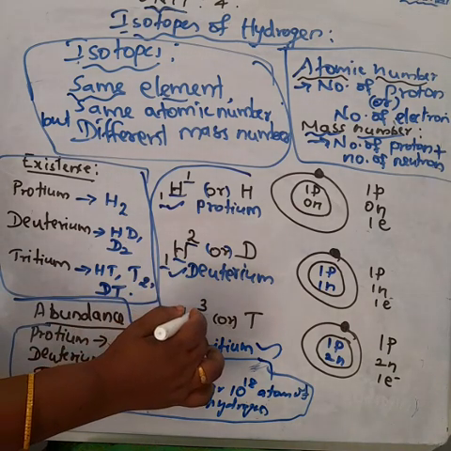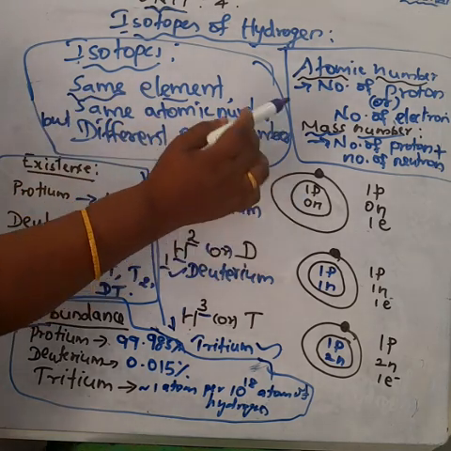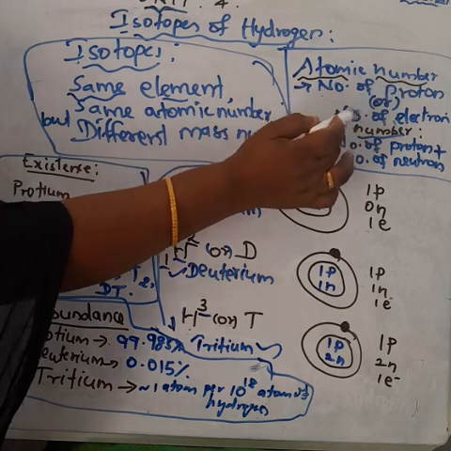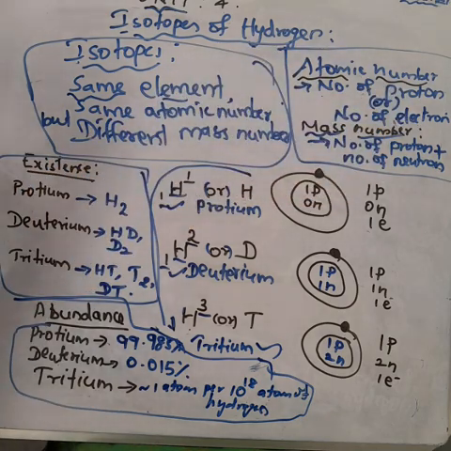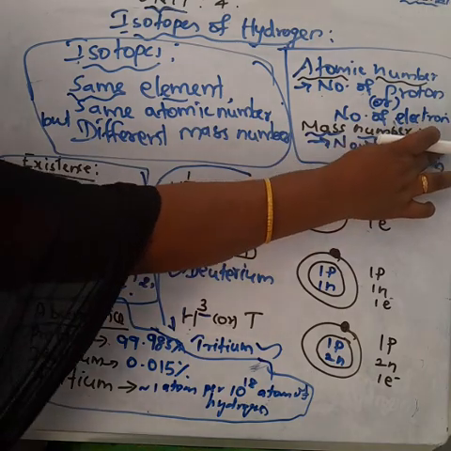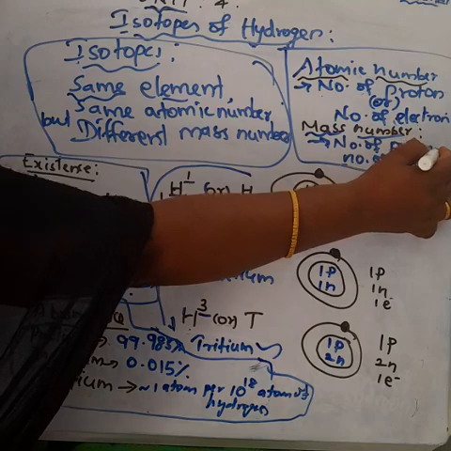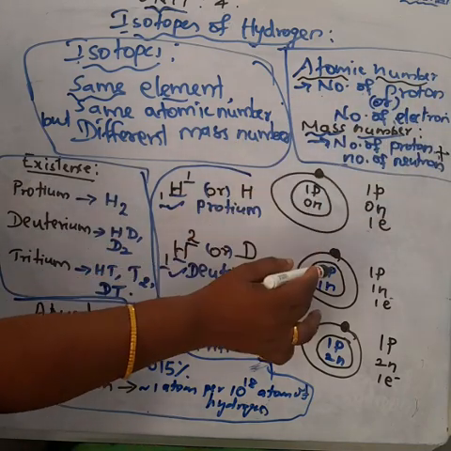Tritium has mass number 3. What do you mean by atomic number and mass number? Atomic number means the number of protons, or the number of electrons. Mass number means the number of protons and the number of neutrons. Protons and neutrons are present at the center of the nucleus, and electrons are revolving around the nucleus.